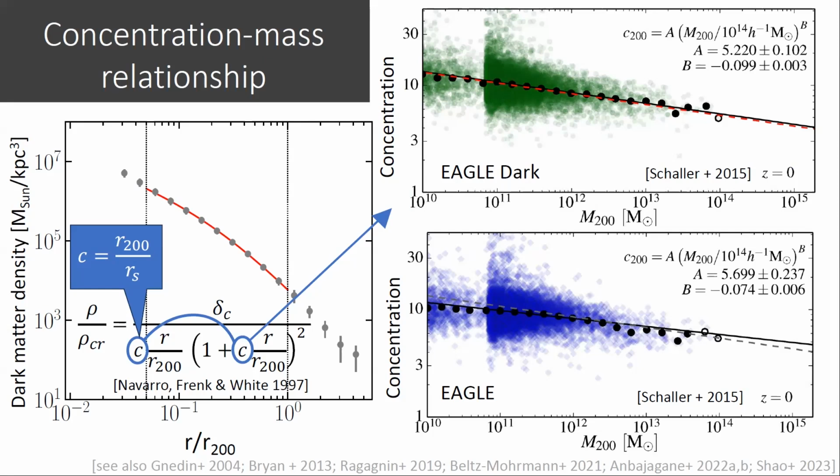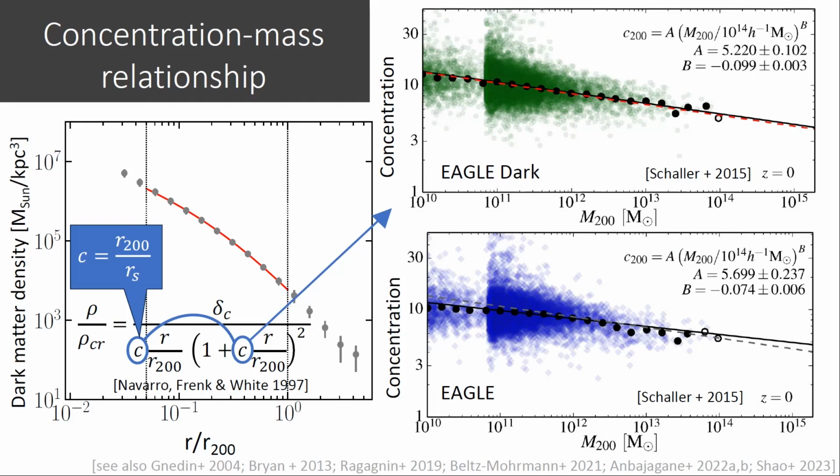Then they repeated the same exercise in the dark matter only counterpart of Eagle, and they've seen that there was indeed a variation in both the slope and the normalization of the concentration mass relationship. And that can have potentially implications for the galaxy halo connection. So that's why that's very interesting.